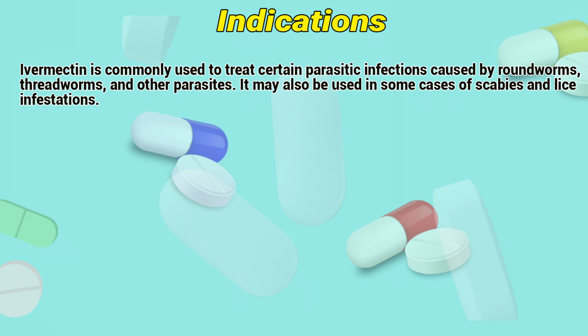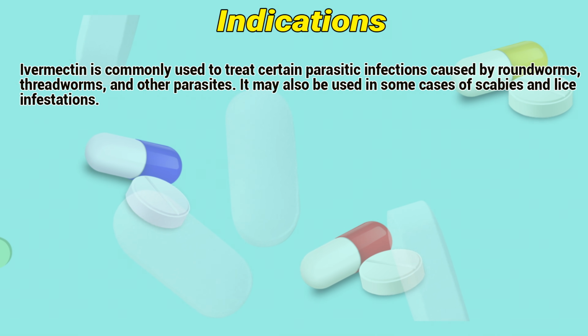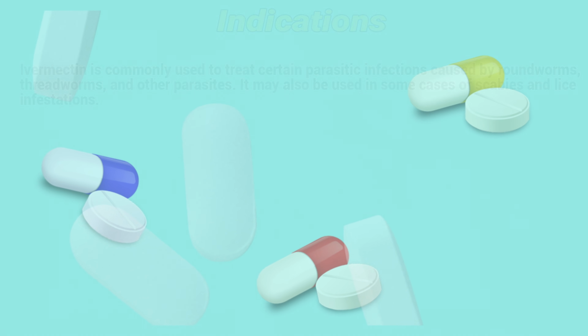Indications: ivermectin is commonly used to treat certain parasitic infections caused by roundworms, threadworms, and other parasites. It may also be used in some cases of scabies and lice infestations.